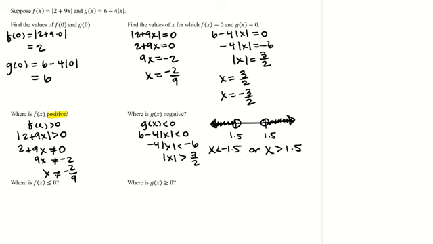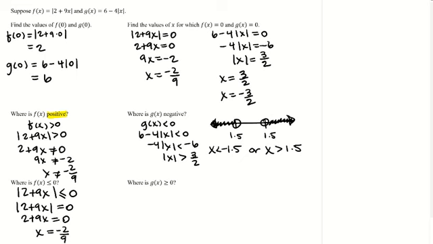f of x is less than or equal to 0. Okay, well, the absolute value of a thing is less than or equal to 0. Well, it's never less than 0, so we're only talking about equals 0. Okay, so this is going to just be where 2 plus 9x equals 0. And we already did this up there, so I'm just going to jump straight to the answer. We already did the work once, no sense in doing it twice. x equals negative 2/9.